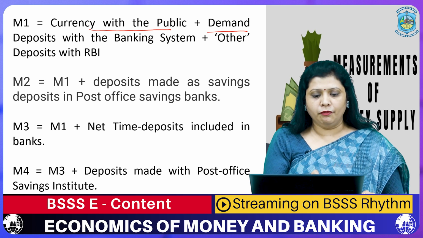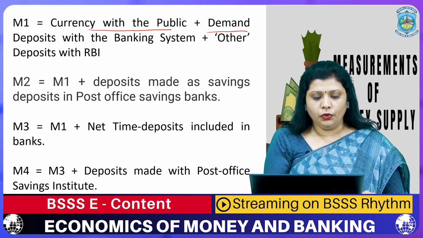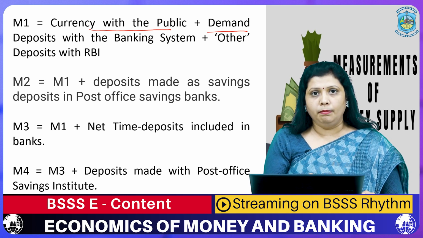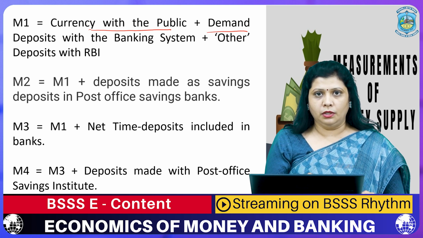M3 is equal to M1 plus net time deposits in banks. M4 is equal to M3 plus deposits made with post office savings institutions.